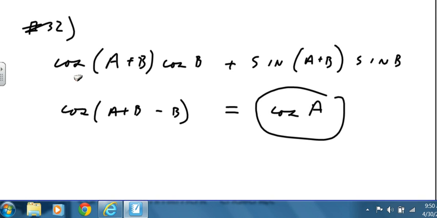Yeah. I just recognize cosine cosine plus sine sine is that identity. That's the theta. That's the phi. Yeah. That's all there is. There ain't no more.